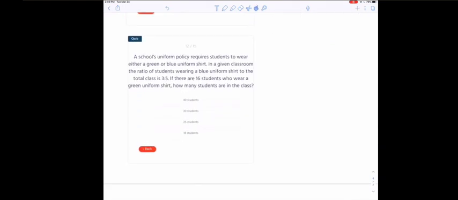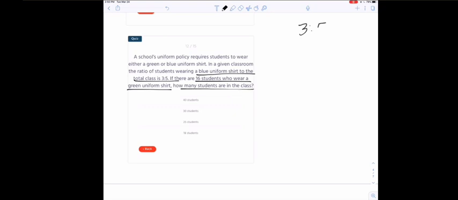And I'm going to move down to number 12. Number 12 says, a school's uniform policy requires students to wear either a green or blue uniform shirt. In a given classroom, the ratio of students wearing a blue uniform shirt to the total class is 3 to 5. So here it's giving us a different kind of ratio. If there are 16 students who wear a green uniform shirt, how many students are in the class?